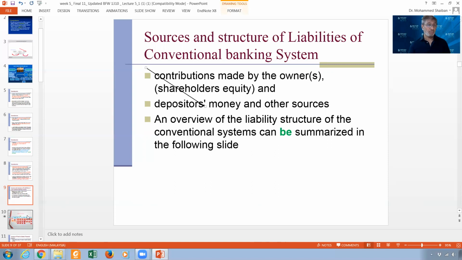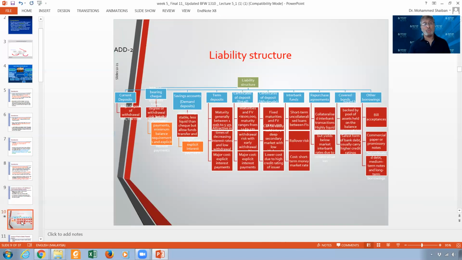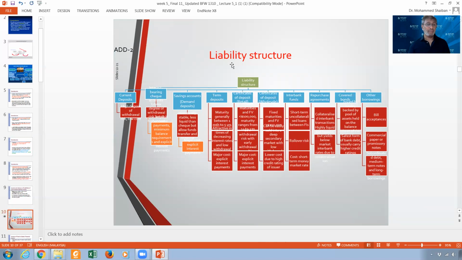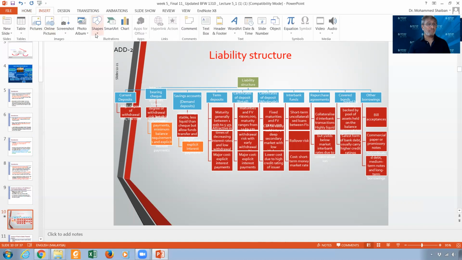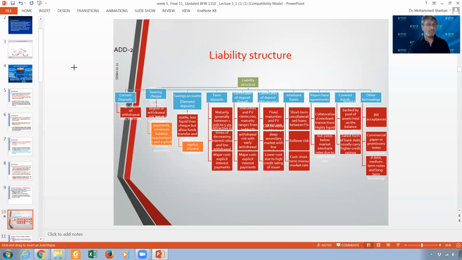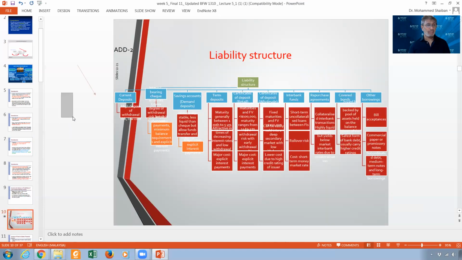Now, let me take you more to this one to tell you what these deposits are. We know what the capital is. The capital is the contribution of the founders of the bank. Now, this is the liability structure, which means where the bank can get money from, either Islamic banks or commercial banks. We can get it from these areas.